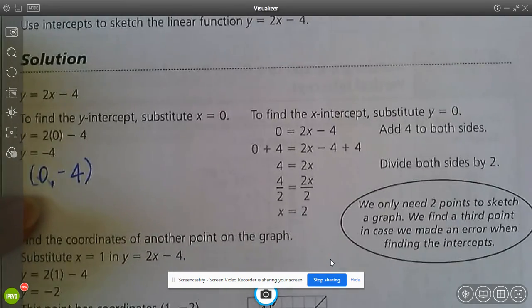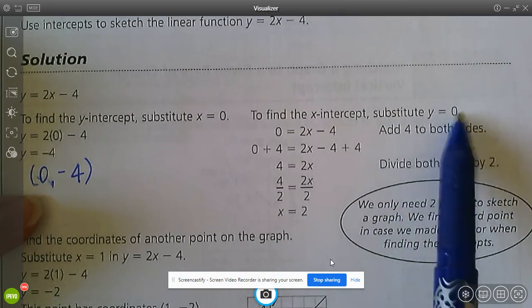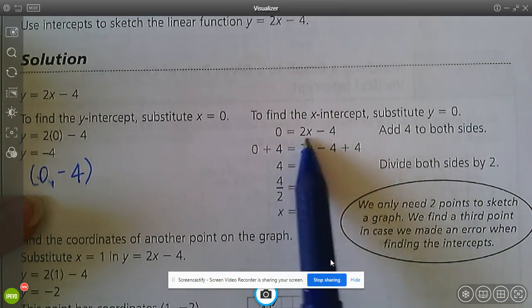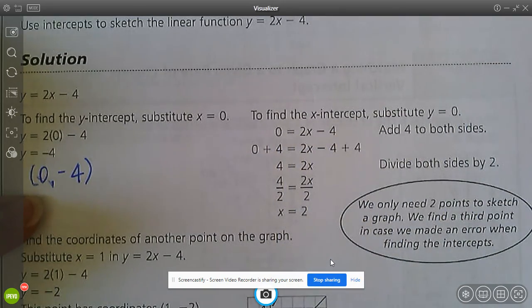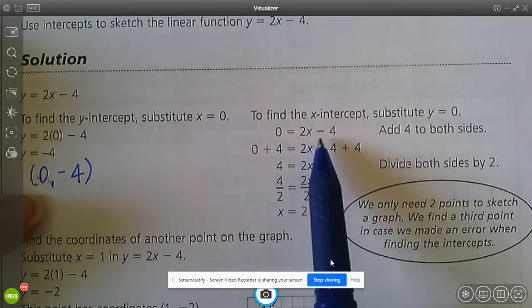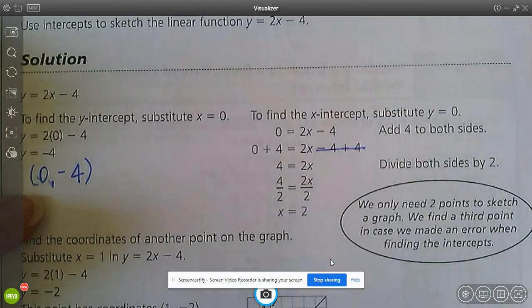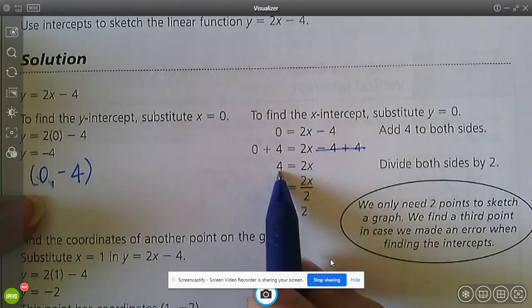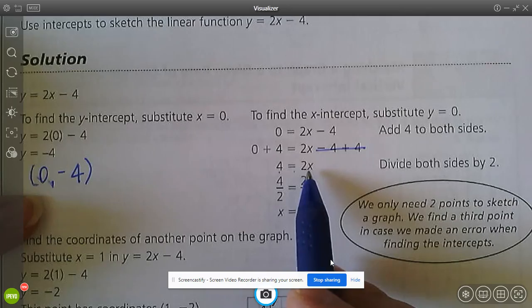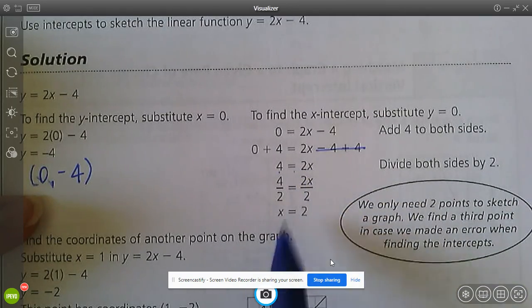In order to find my x-intercept, I need to substitute in 0 for y. So 0 equals 2x minus 4. Okay, now I need to solve for x. In order to move that negative 4 to the other side, the opposite of minusing 4 is adding 4. I add 4 to both sides. That gets rid of it here. I'm left with 4 equals 2x. In order to get rid of the multiplying by 2, I divide by 2 because that's the opposite. I do that on both sides, and I end up with x equals 2.